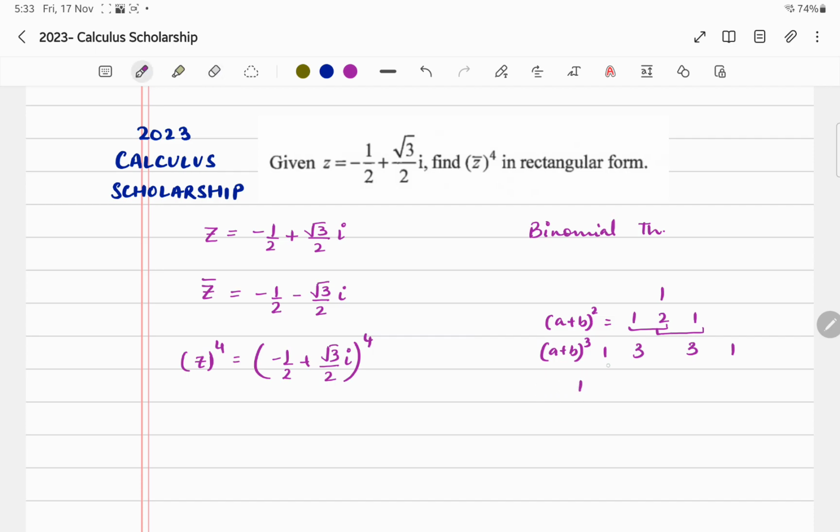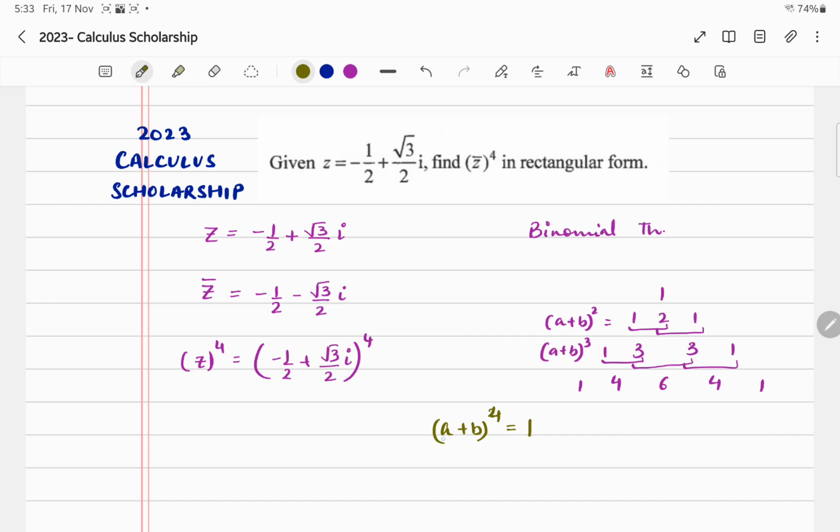So I'm going to rub this off because I need more space. Starting from 1, I add these two, it gives me 4, then I add these two, it gives me 6, then again I add these two, it gives me 4, and it ends with 1. How I'm going to create the formula from this is: a plus b, to the power of 4, is equal to 1.